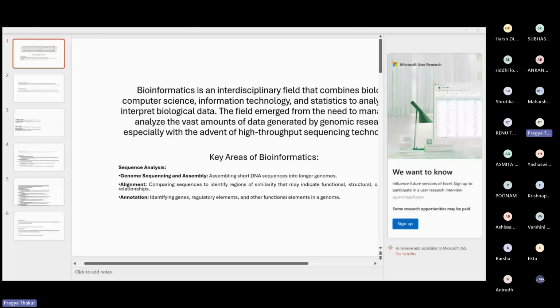We need to analyze that data in order to interpret it.